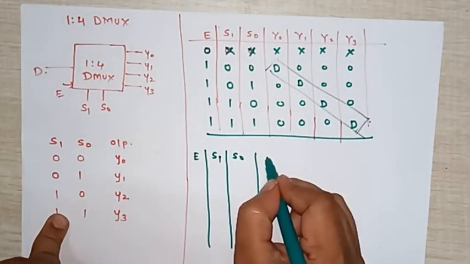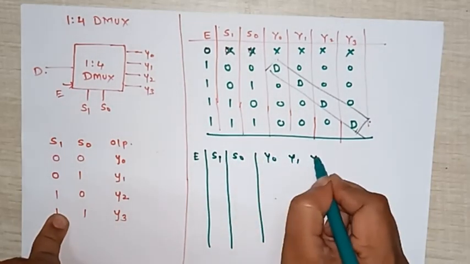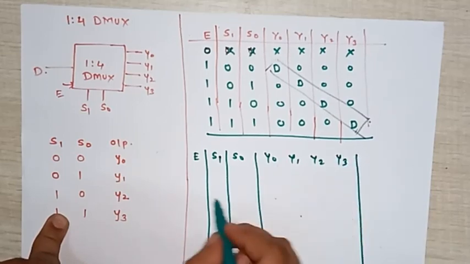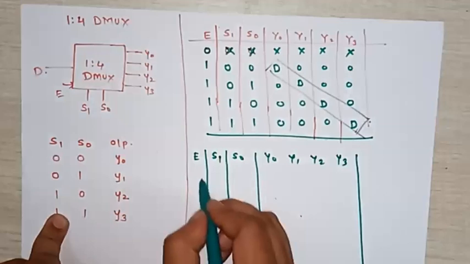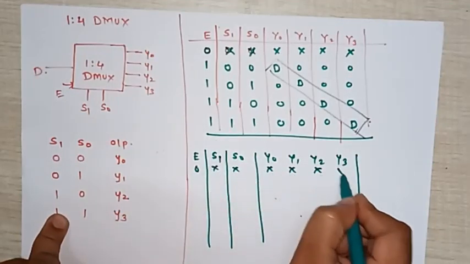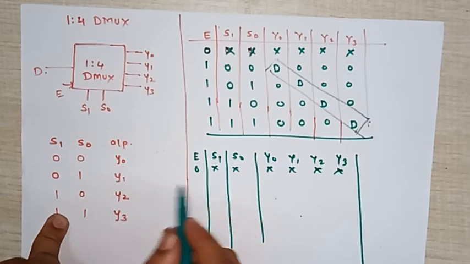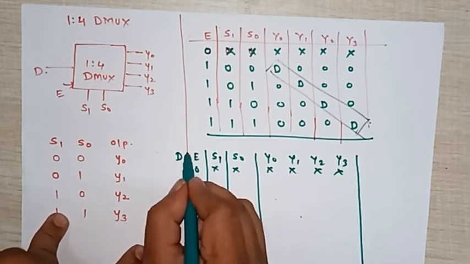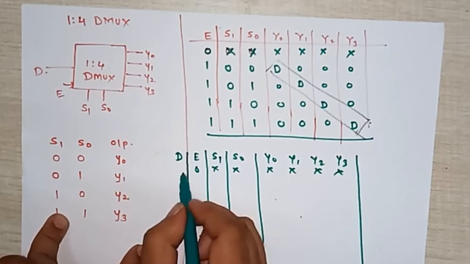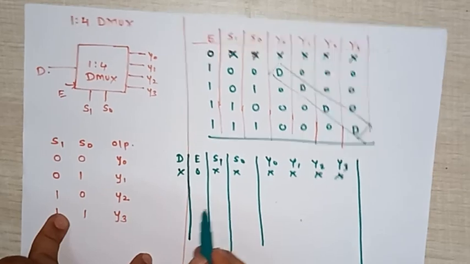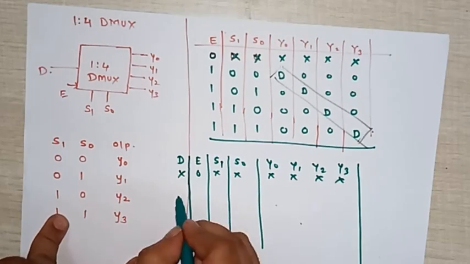Suppose here I have taken initially the enable signal E as 0. Then Y0, Y1, Y2, Y3. Here the initial value is 0, so don't care, don't care, don't care, don't care, don't care, don't care. D is remaining here. Here we will take the value of D. So for enable equal to 0, again the D value may be considered as a don't care.